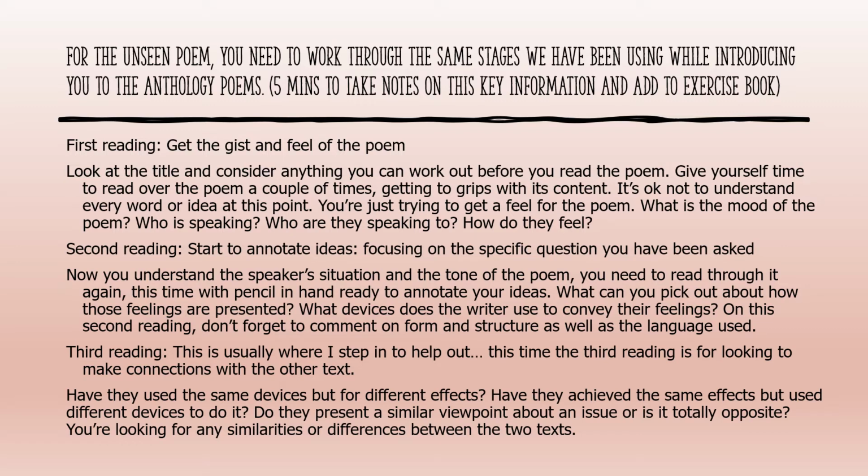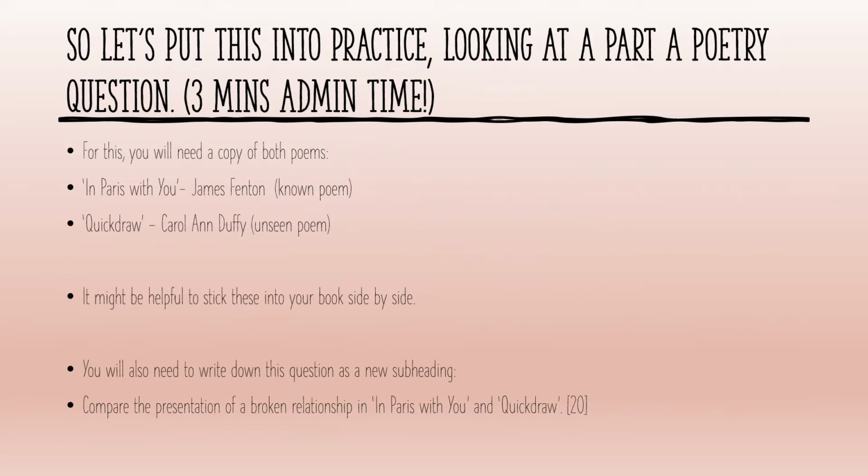In this poem, In Paris with You, a broken relationship is shown by the fact that this person's on the rebound with somebody new in Paris. In Quickdraw, a broken relationship is shown because the phones have become like weapons that they use on each other. So you would say Paris with You, then you would say however, and then in Quickdraw. Do you see? Have a practice anyway. You've already done some of this, so you're getting better at it.